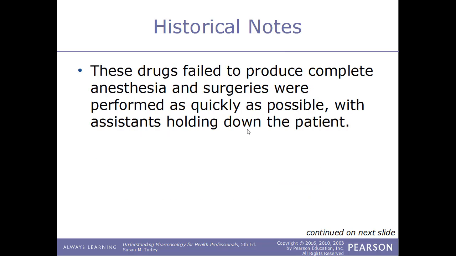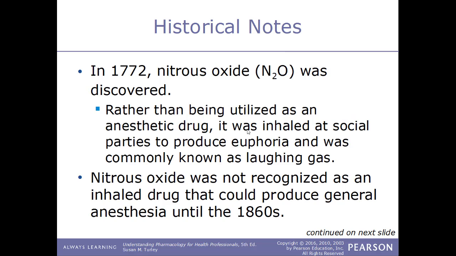Now, these drugs failed to produce complete anesthesia, and surgeries had to be performed as quickly as possible, with assistants holding down the patient. In 1772, nitrous oxide was discovered. Rather than being utilized as an anesthetic drug, it was inhaled at social parties to produce euphoria, and was commonly known as laughing gas. Nitrous oxide was not recognized as an inhaled drug that could produce general anesthesia until the 1860s.